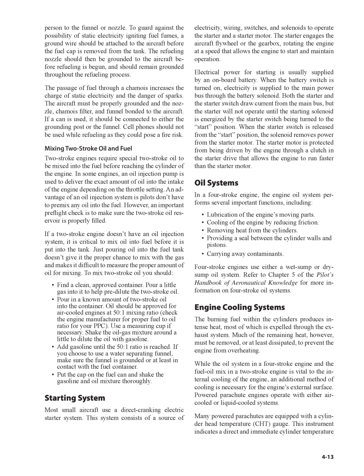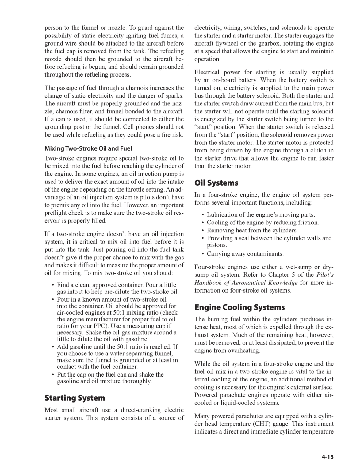Oil systems in a 4-stroke engine. The engine oil system performs several important functions including lubrication of the engine's moving parts, cooling of the engine by reducing friction, removing heat from the cylinders, providing a seal between the cylinder walls and pistons, and carrying away contaminants. 4-stroke engines use either a wet sump or dry sump oil system. Refer to Chapter 5 of the Pilot's Handbook of Aeronautical Knowledge for more information on 4-stroke oil systems.